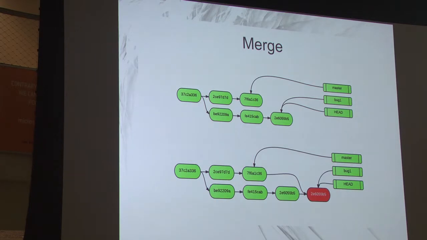What happens? Master remains unaffected. Master still points to the same place. Bug 1, however, is advanced to the new commit that merged your changes together. Bug 1 now contains master's changes.